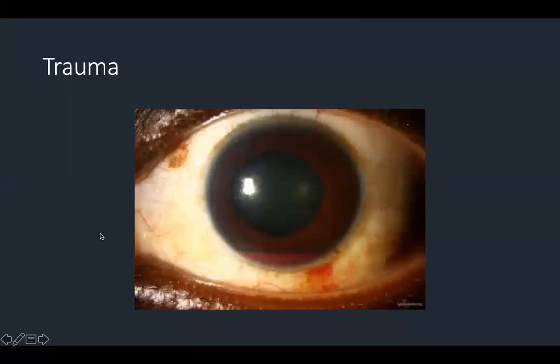After that, you have to evaluate for angle recession. For sure, you have to mention re-evaluation after 4 weeks for gonioscopy to rule out angle recession. And if it's angle recession, you have to follow the patient because he might develop angle recession glaucoma at any time in his life.